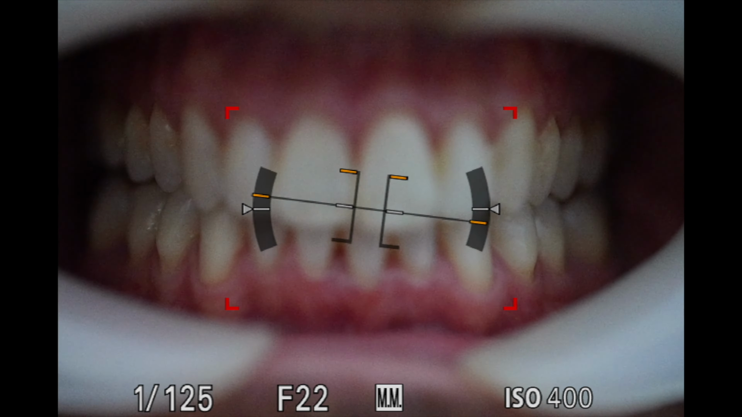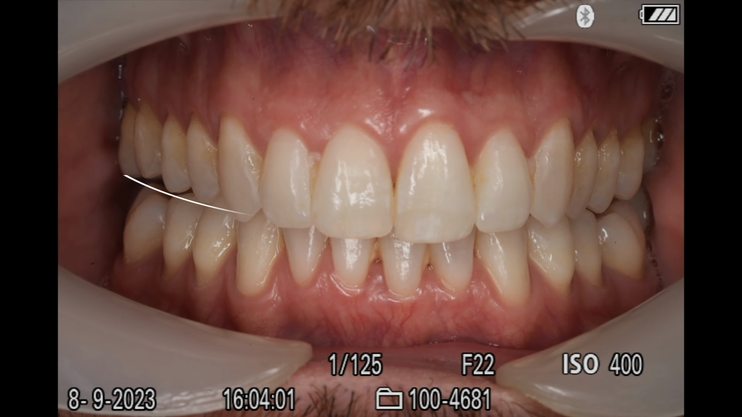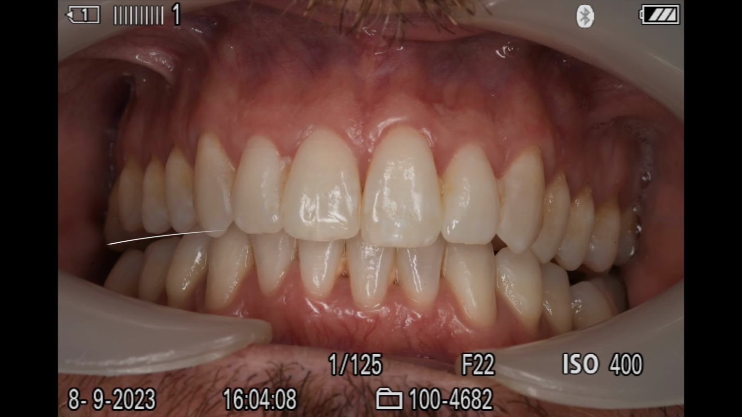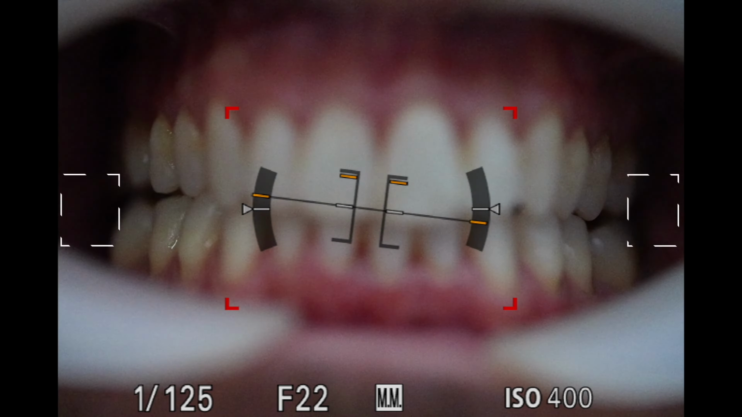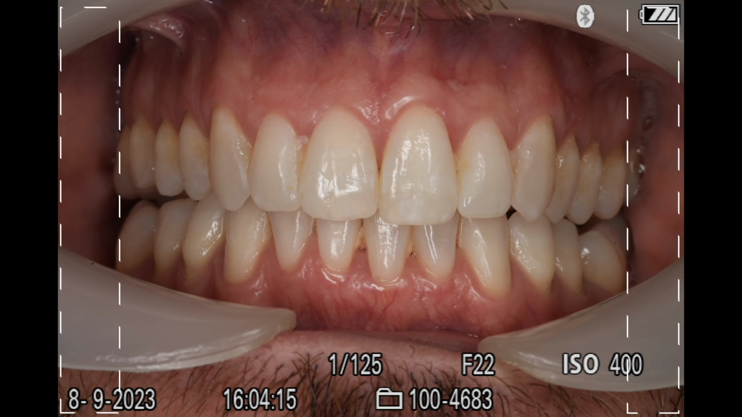If you're looking too far down, the occlusal line will take the form of a smile. Similarly, if you look up, the occlusal line will be an upside down smile. You can use the markings in the viewfinder as a guide, and you want to ensure there is equal space at either side of the teeth and that the image is not too far to the right or to the left.